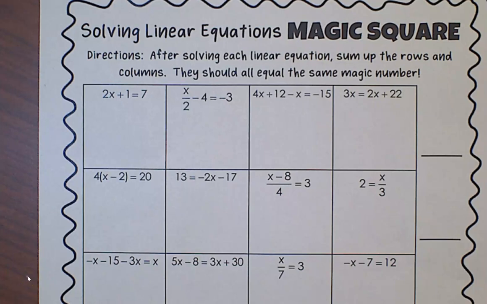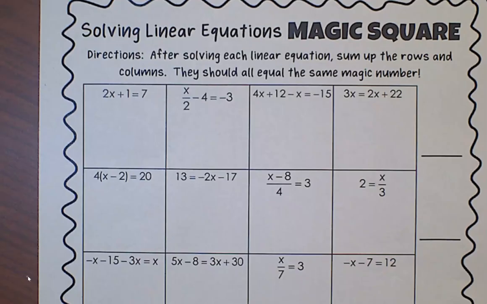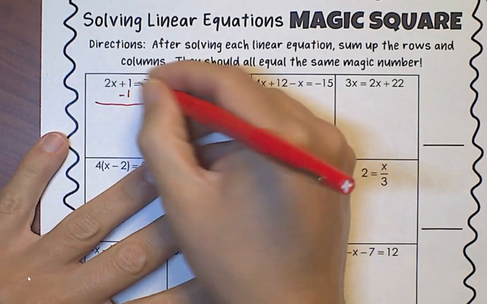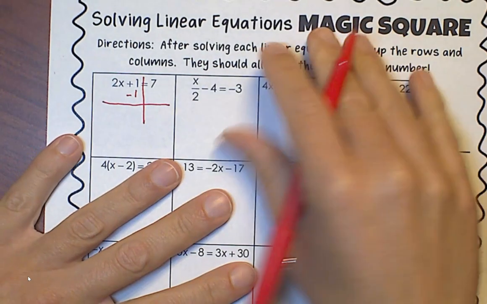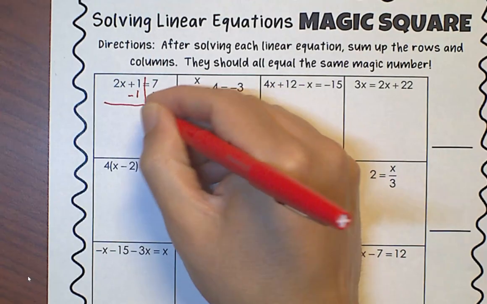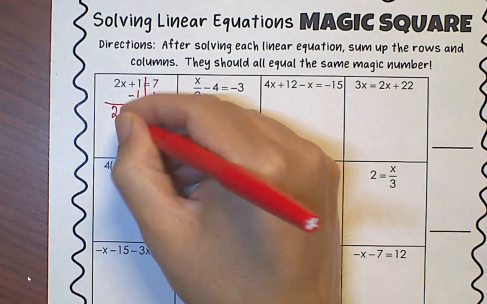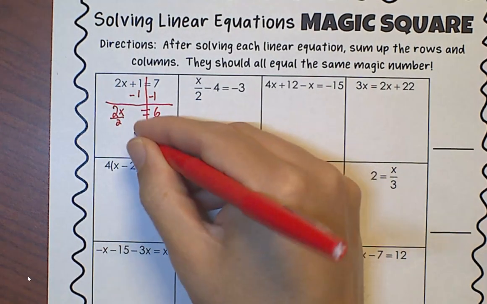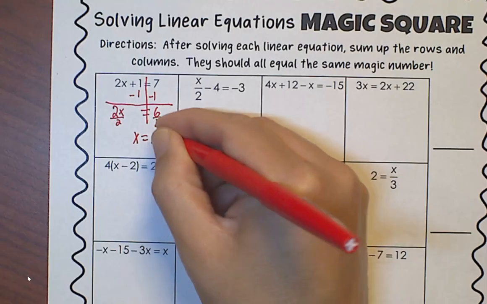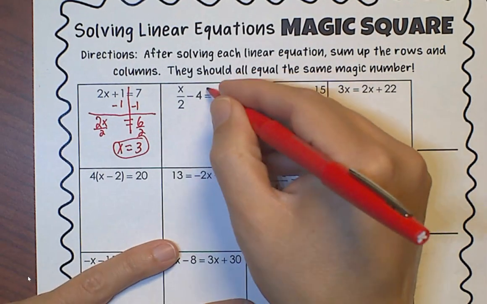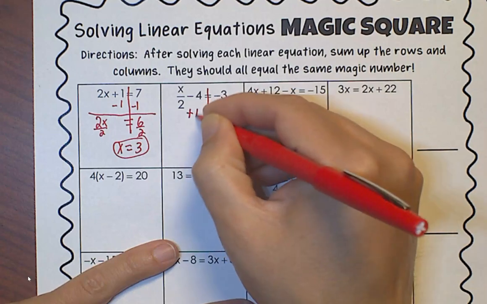Okay, magic square. After solving each linear equation, sum up the rows and columns. They should equal the same magic number. Well, we got variables on one side already, so the variable term's already isolated. Okay, the variable's already isolated, so we're going to add 4.